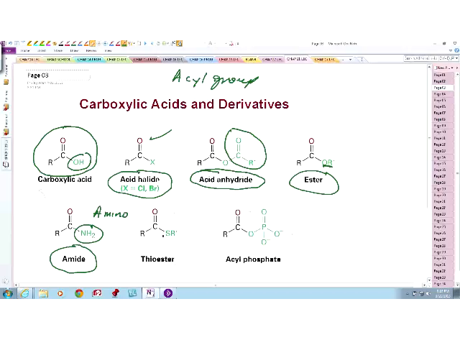And then we have the thioester. The thioester is a sulfur analog of the ester, as you can see here. All we've done is to replace the oxygen atom with sulfur. So we say this is a thioester. And then finally, we have the acyl phosphate. This is a very important class of biological molecules. In the acyl phosphate, essentially, we have replaced the hydrogen atom of the corresponding carboxylic acid with the phosphate. But for this class, we are only going to discuss four of these carboxylic acid derivatives.